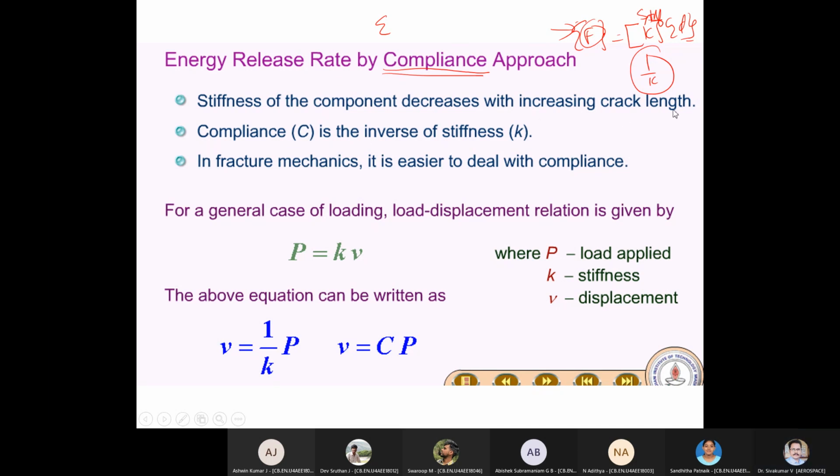We all know the stiffness of the component decreases with increase in crack length. The moment the crack advances, the stiffness of the structure will decrease. What will happen to the energy? Will the energy decrease or increase when the crack advances? You people answer.